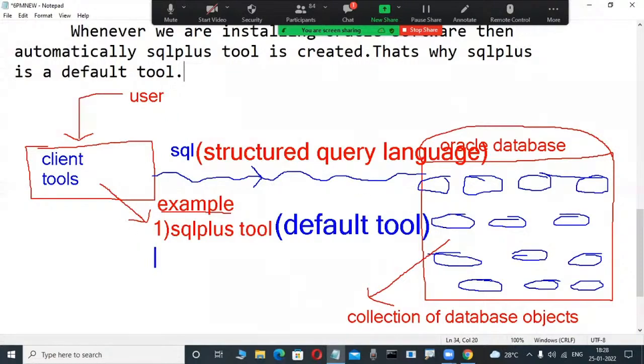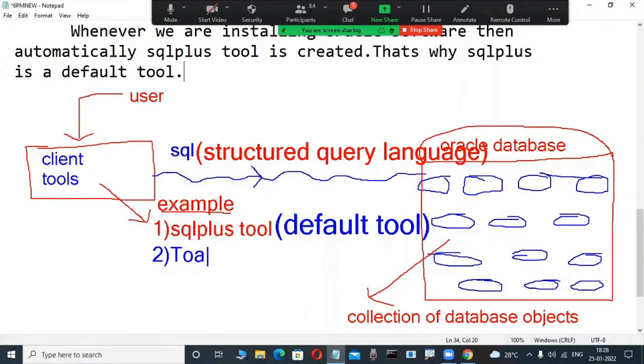Other tools are not default tools. In real-time projects, SQL Developer is a tool regularly used. Maybe in some YouTube articles we observe Oracle SQL Developer, a GUI tool they open. That you install explicitly. Toad is another tool, which you also install explicitly. Those are GUI tools, graphical user interfaces.